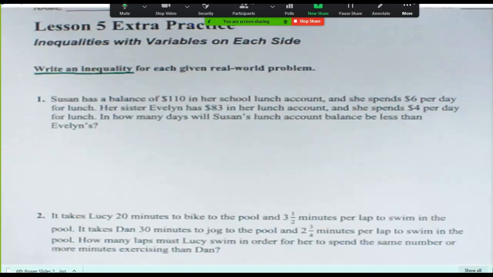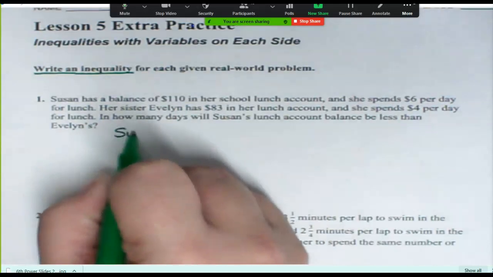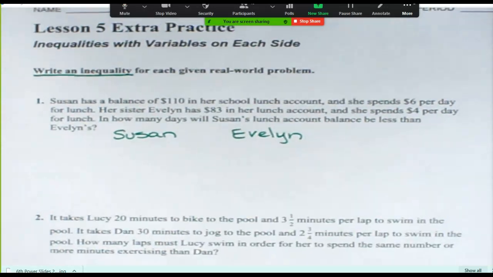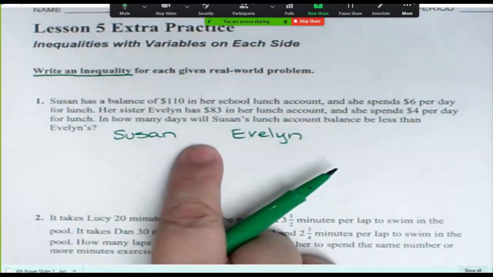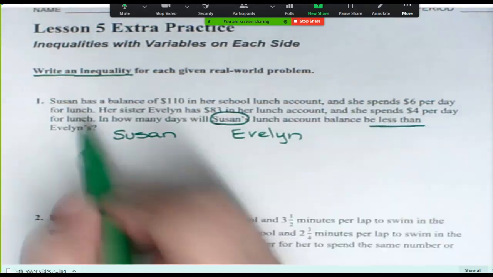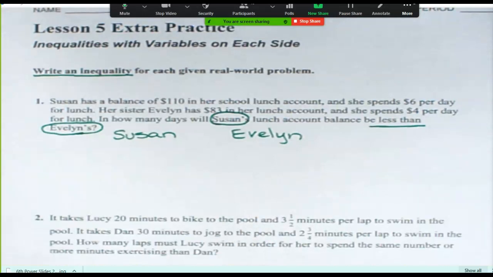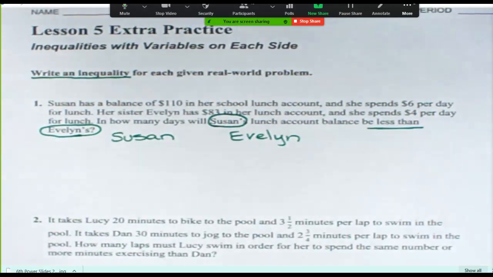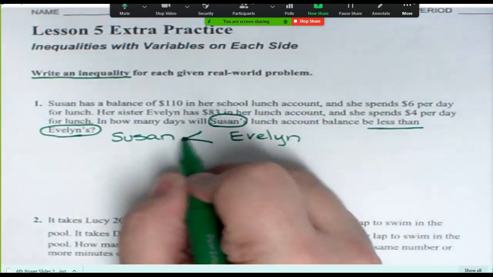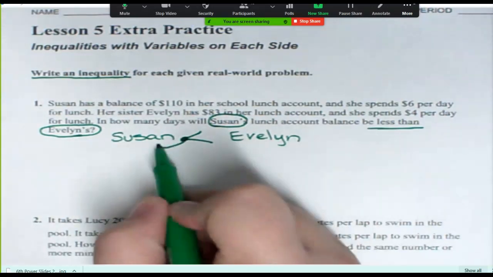So we're going to set it up with labels first. So who are we talking about here? Susan and Evelyn. Now, once we put the labels, I need to go find my inequality words. So I need to figure out what inequality goes here. So I'm going to go directly to the question. Susan has to be less than Evelyn. So whose lunch account needs to be smaller, Susan's or Evelyn's? Susan's. So the inequality symbol that needs to go in there is less than. I need the small side of my inequality pointing over here to Susan.